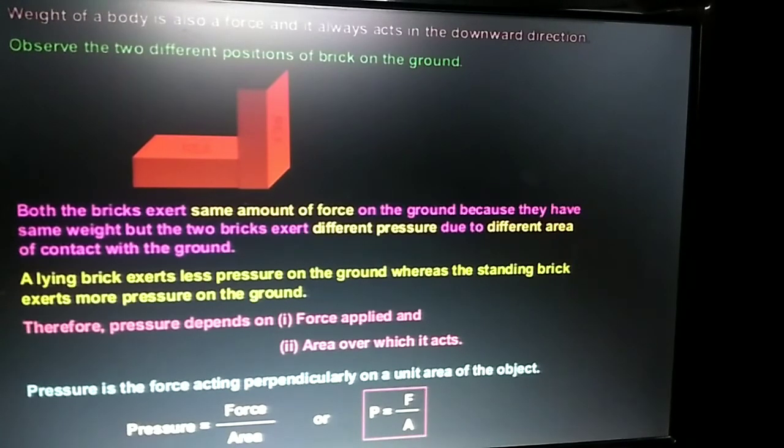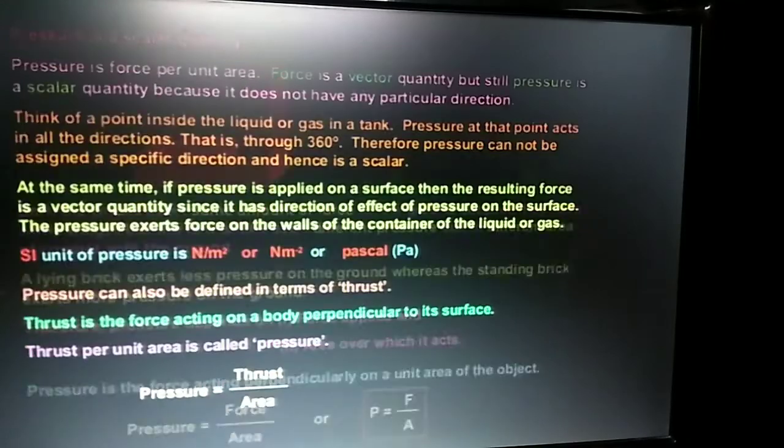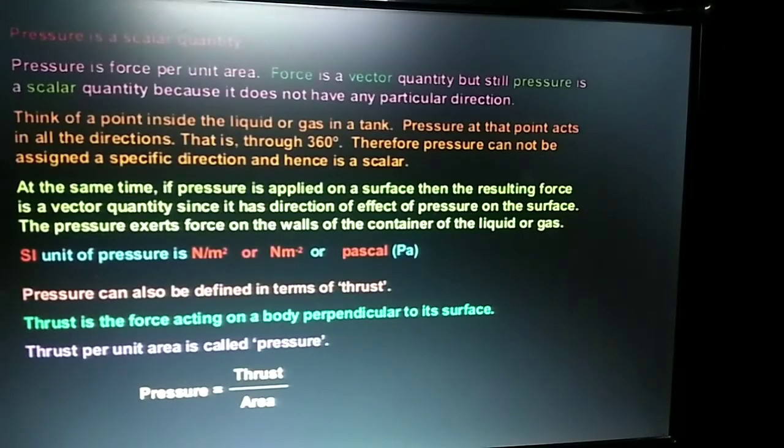Pressure is the force acting perpendicularly on a unit area of the object. So, pressure is equal to force by area, or P equals F by A. Pressure is a scalar quantity. Pressure is the force per unit area. Force is a vector quantity, but still pressure is a scalar quantity because it does not have any particular direction.